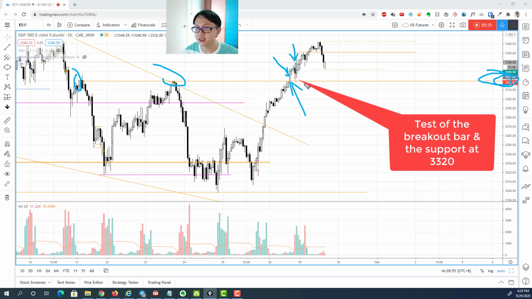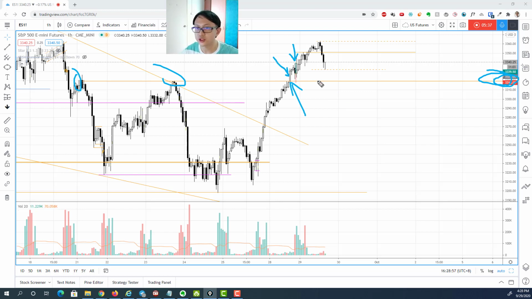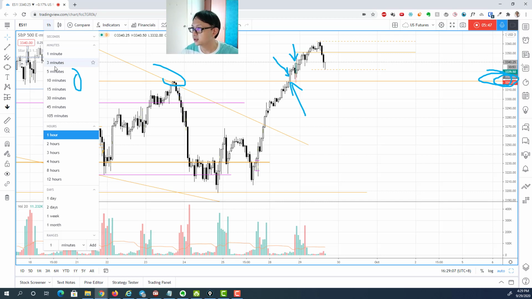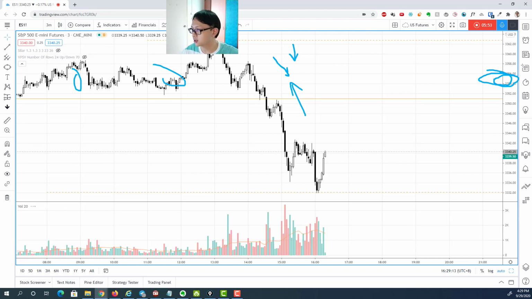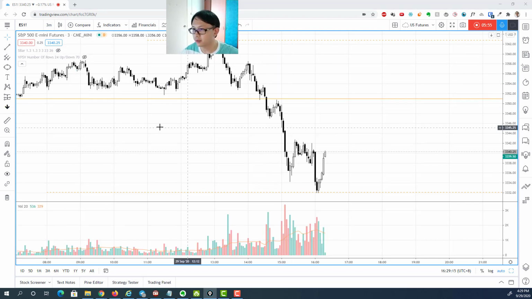So I just take the advantage to leverage on the support area at 3320 and trade accordingly with supply and demand justification. So let me show you what I mean by spotting the supply and demand.